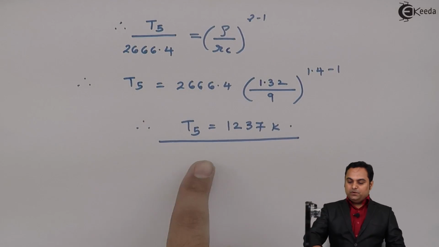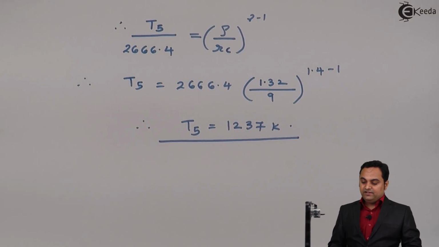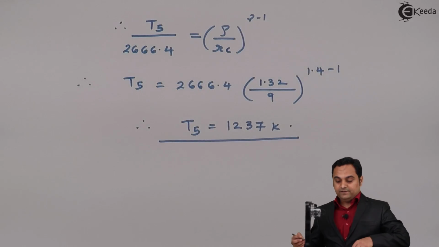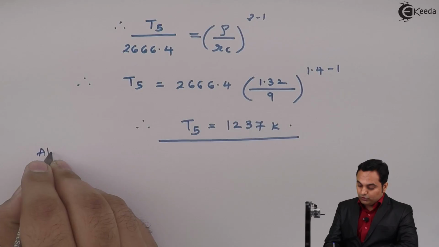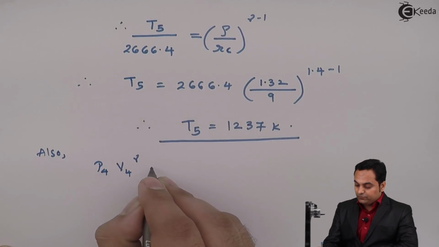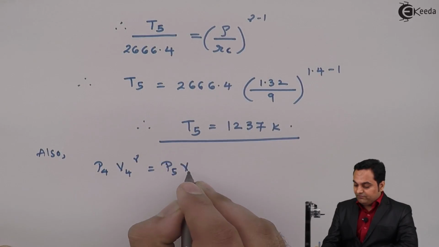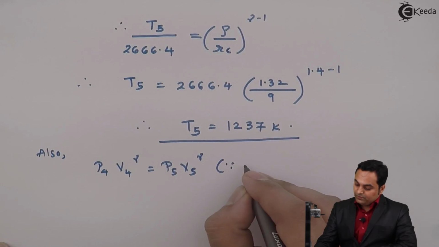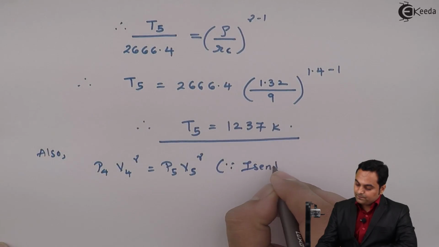So now once I have calculated T5, I'll use one more relation in this process 4 to 5. I'll write down P4V4 raised to gamma is equal to P5V5 raised to gamma. This is for the isentropic process.